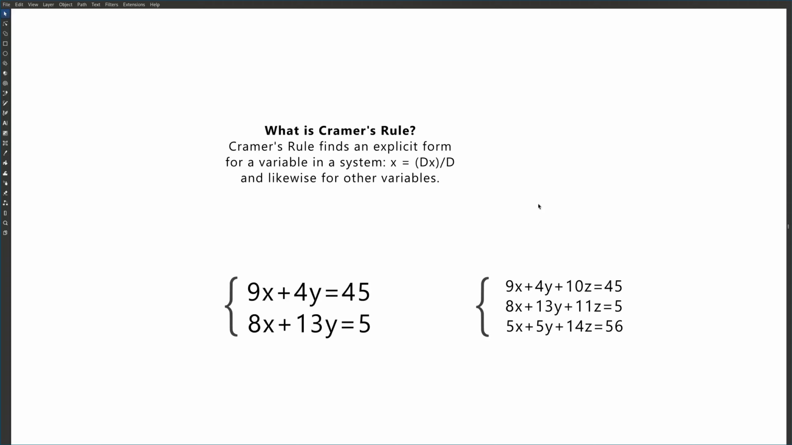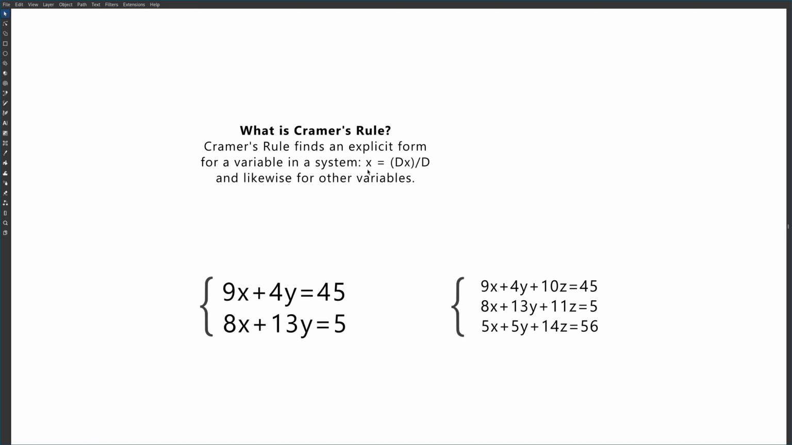All right, now next for linear algebra, we're going to be covering Cramer's rule. And for this video, we're going to be assuming you know how to calculate 2 by 2 determinants at least. Okay, now on to what it is. Cramer's rule finds an explicit form for a variable in a system. X is going to be equal to d sub x divided by d, and likewise for the variables. So likewise, y is going to be equal to d sub y divided by d. And we're going to be covering what that special notation means in a second.